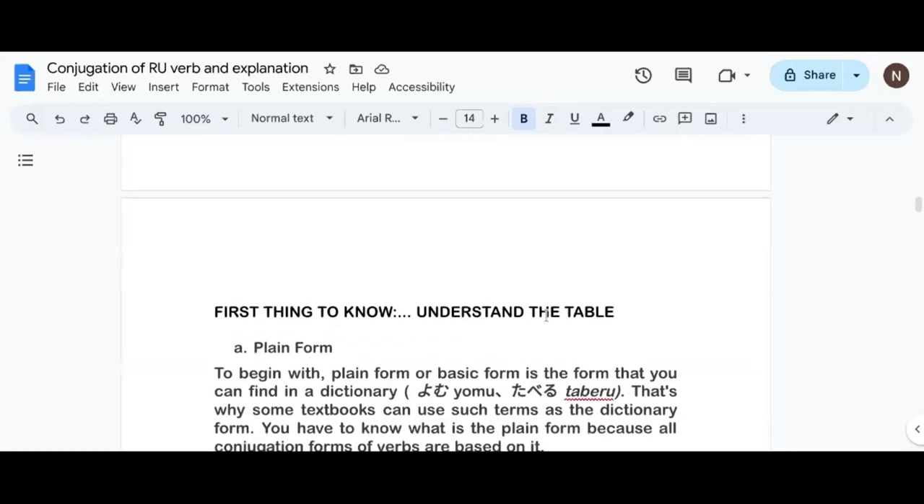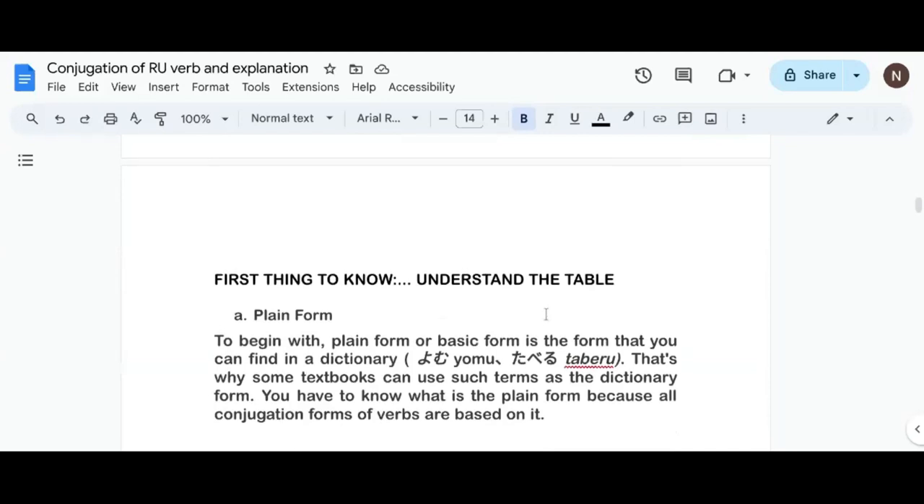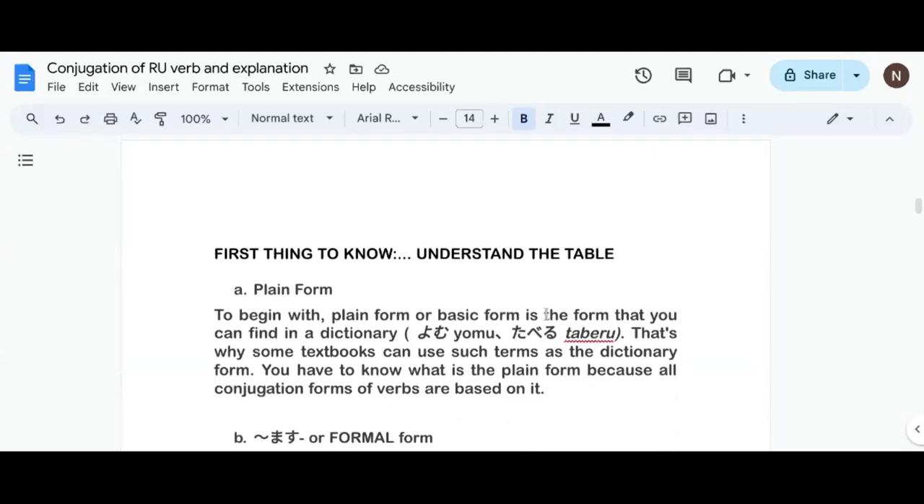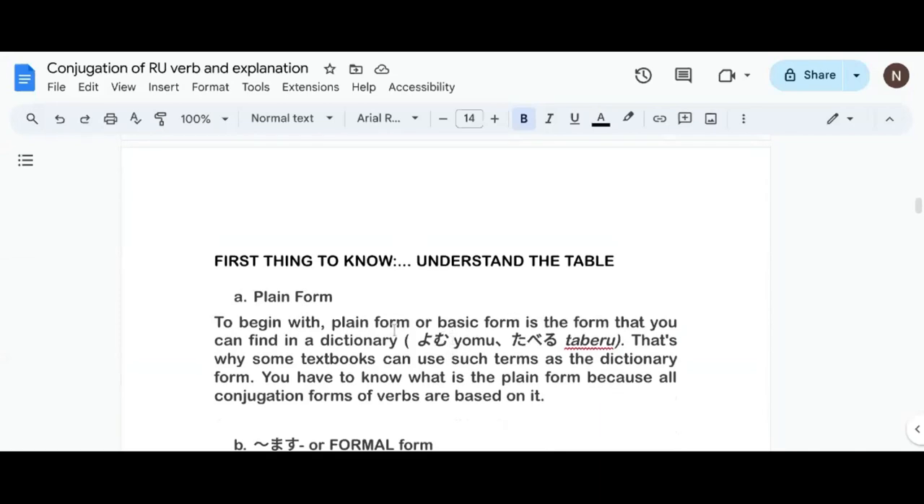So the first thing to know is, okay, understand the table. What is the plain form? Okay, the plain form again, we say that it is the dictionary form. You can find the verb in a dictionary, okay? The plain form or the basic form is the form that you can find in the dictionary, like taberu. It is in the dictionary. Or yomu, to read. Okay?